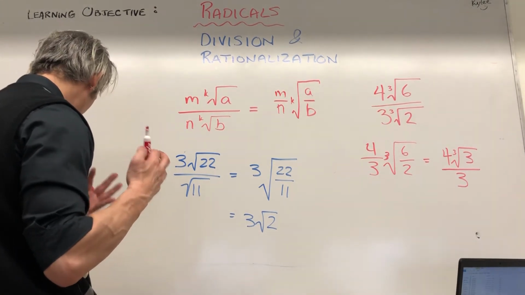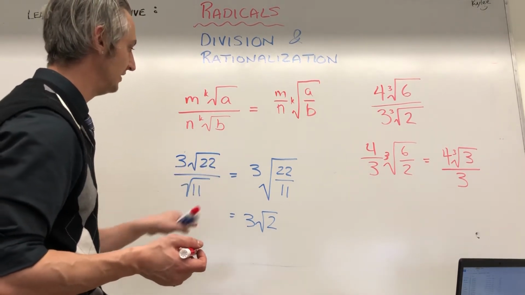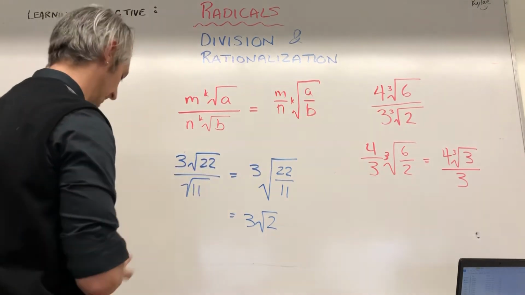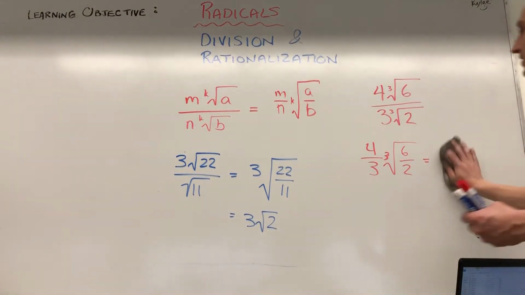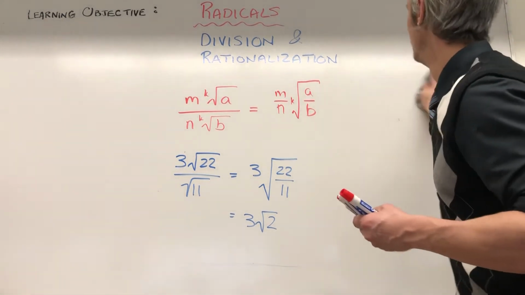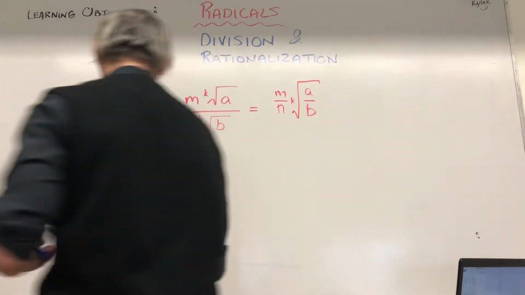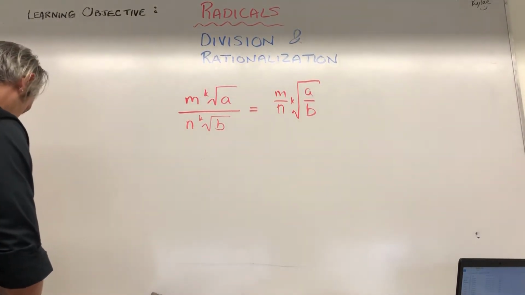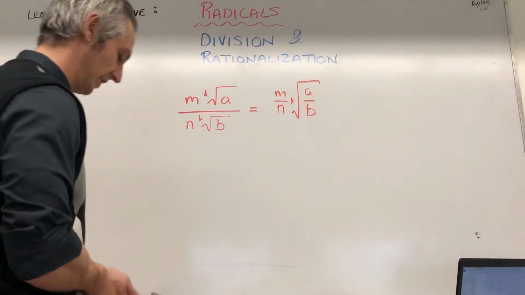So what happens in the situation where this doesn't work out to be a very easy division? It doesn't divide into a nice whole number like we got in these examples. Well, that's where we get into having to use a process called rationalization. And basically rationalization just means that we are getting rid of the root in the basement, or in the denominator.